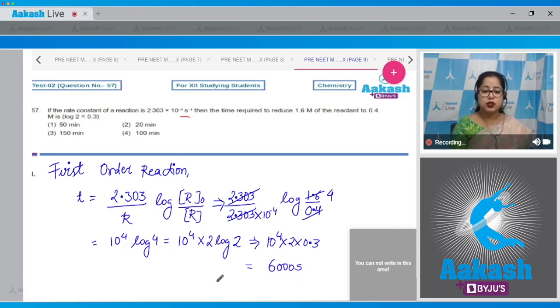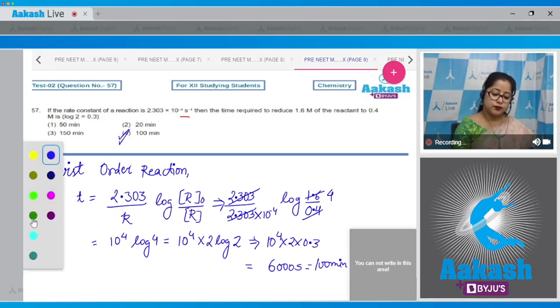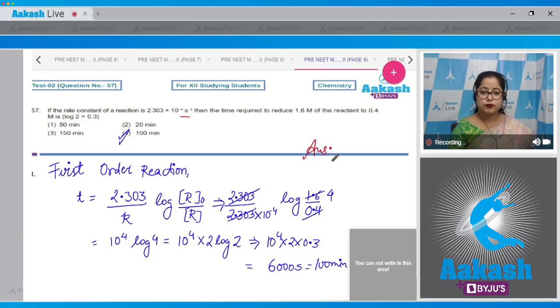Students, all the options are given in minutes, so we have to convert this time into minutes. For converting seconds into minutes, we have to divide it by 60, which is equal to 100 minutes. That means the correct answer is option number 4. See students, in this question we require the value of log 2. The best part of this question is that we were already given the value of log 2, which is required, right? But at times, if the value of log 2, log 3 is not given, you have to learn those values. So make sure that you know the value of log 2, log 3, log 5, etc.